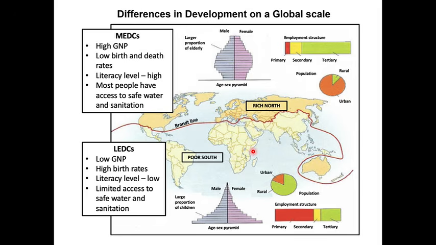So, if we look at this one, firstly, the thing that you have to look at is this line that's drawn here. This line is called the Brandt line. Now, what is the Brandt line? The Brandt line actually divides the world into a richer north and a poorer south.